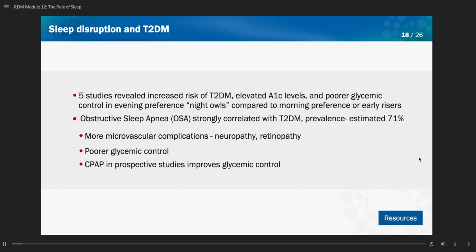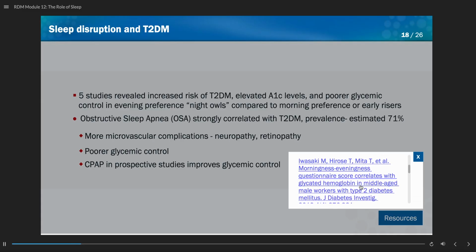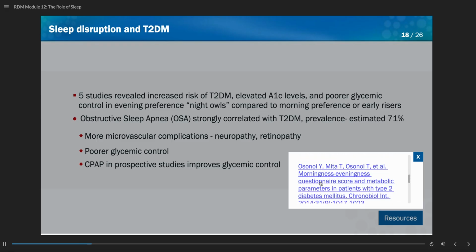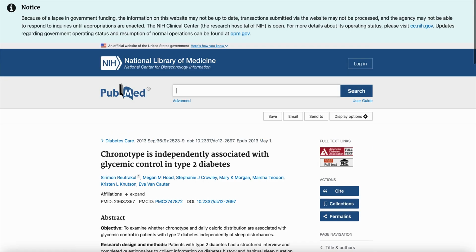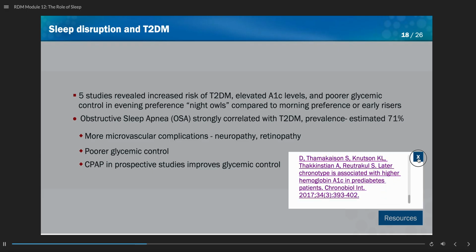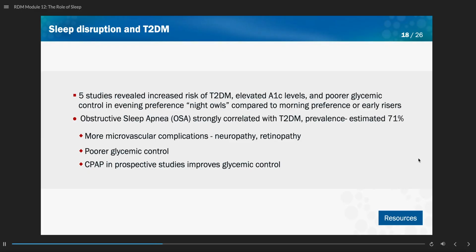So some studies looked at the relationship between sleep disruption and type 2 diabetes. There were 5 studies that revealed an increased risk of type 2 diabetes with elevated hemoglobin A1C levels and poor glycemic control and evening preference. So these are the night owls compared to the morning preference for early risers. So there seems to be, as people stay awake later at night and miss those key windows, as we saw with the stage 3, stage 4 sleep, and the elevated growth hormone spike and prolactin spikes, as they start to miss those spikes, they have an increased risk of type 2 diabetes.